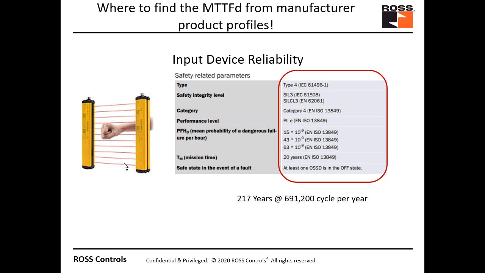Well, when you start looking at solid state devices, you will see a mix. So you see 15 times 10 to the minus 9. Well, that is a PFHD. That is a probability of dangerous failure per hour. So we would have to understand our number of operations, and we'd have to divide our number of operations for our machine, which if we're cycling every 30 seconds, would be 691,200 cycles per year. We would divide that into that 15 times 10 to the minus 9, and that would give us an MTTFD value of 217 years.